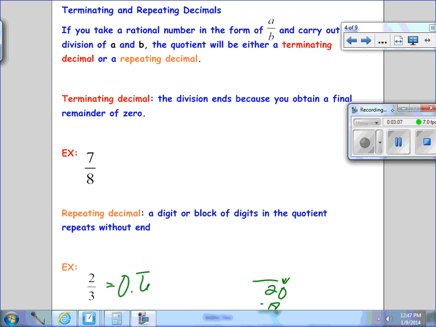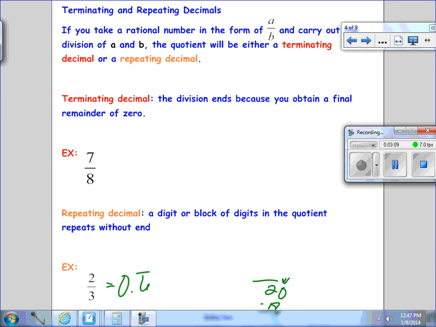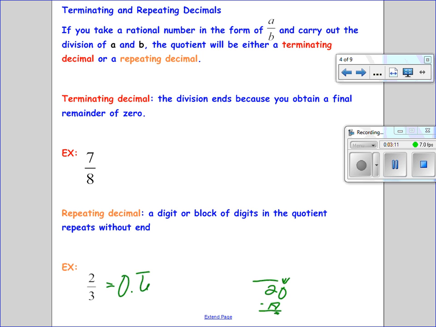Now, terminating and repeating decimals. If you take a rational number in the form of a over b and carry out the division of a over b, the quotient will either be a terminating decimal or a repeating decimal. So our first term is terminating decimal. That's when the division ends because you obtain a final remainder of 0.